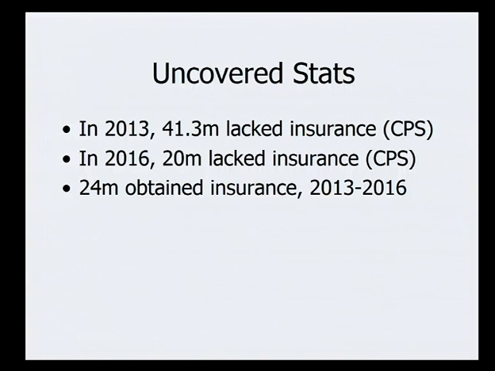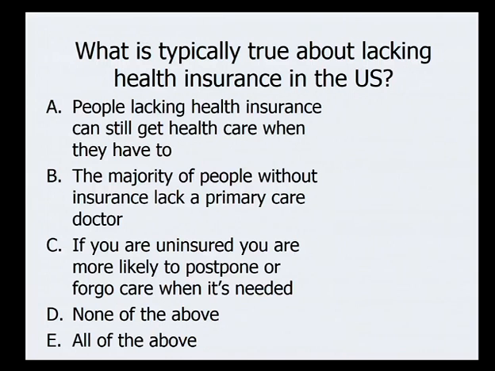Yeah. Another couple numbers. In 2013, 41.3 million people lacked insurance. In 2016, 20 million lacked insurance. If you did a subtraction problem, you would say that's 21.3 million obtained insurance. The calculation that more obtained insurance has something to do with population growth or changes in demography, so it's always a little confusing to look at. But whether all of this change is entirely due to the Affordable Care Act, we can debate around the margins.